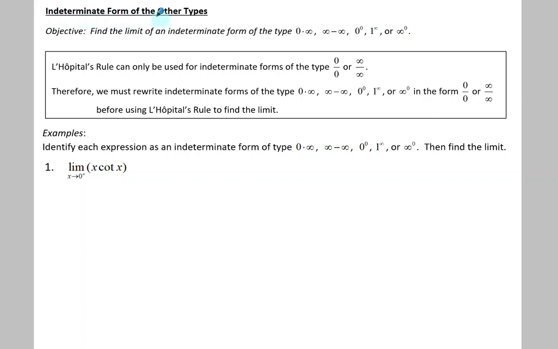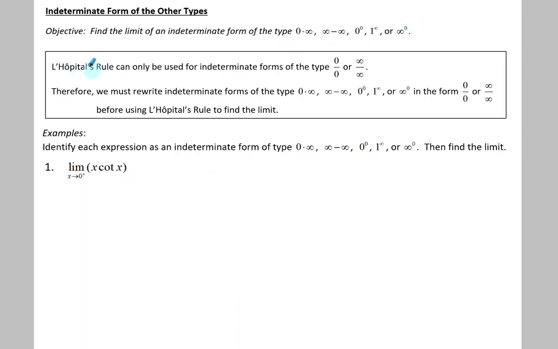Indeterminate forms of other types. Our objective is to find the limit of an indeterminate form of the type 0 times infinity, infinity minus infinity, 0 to the 0, 1 to the infinity, or infinity to the 0.